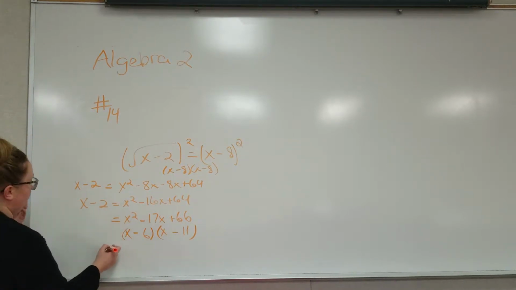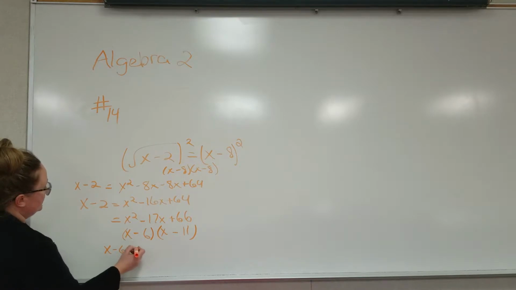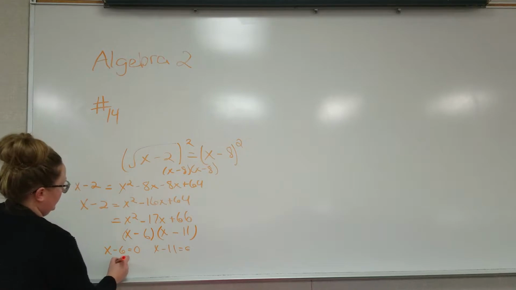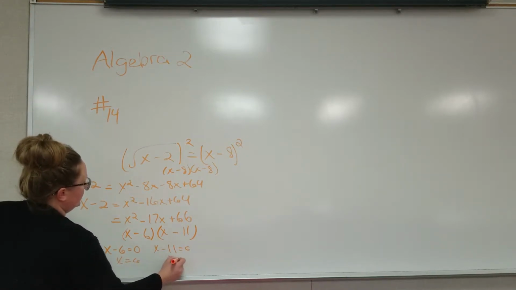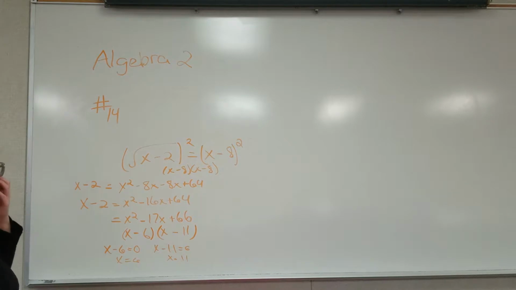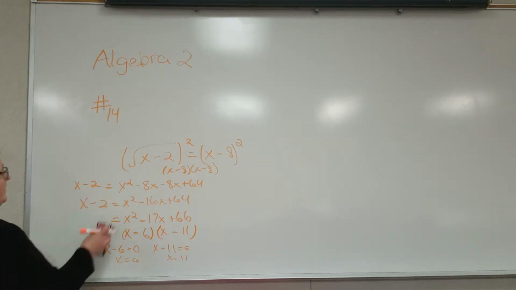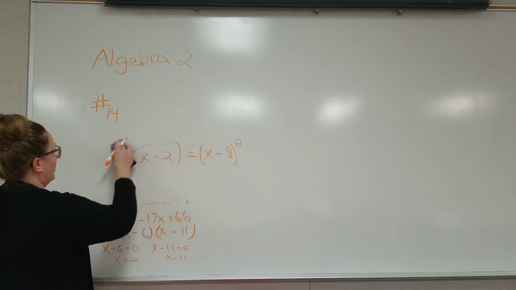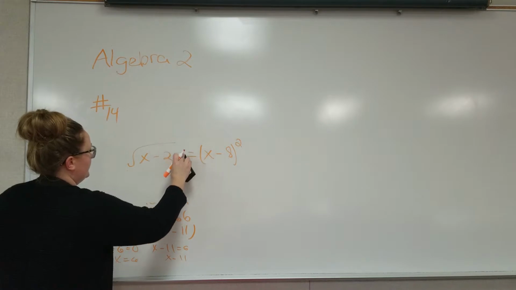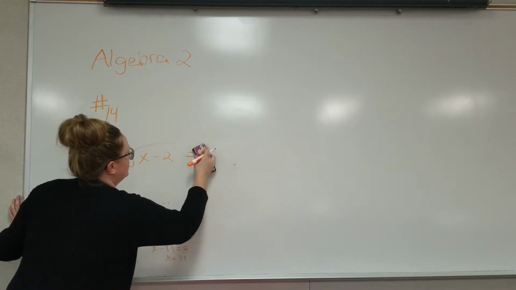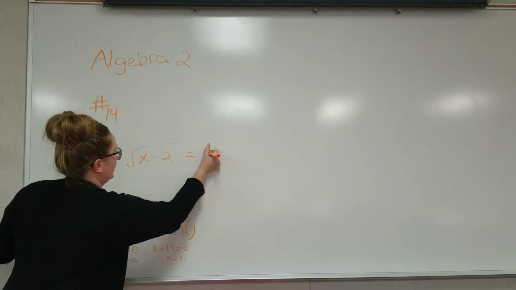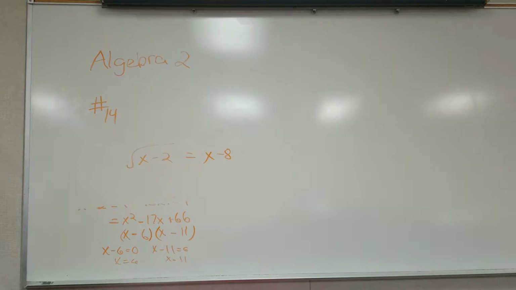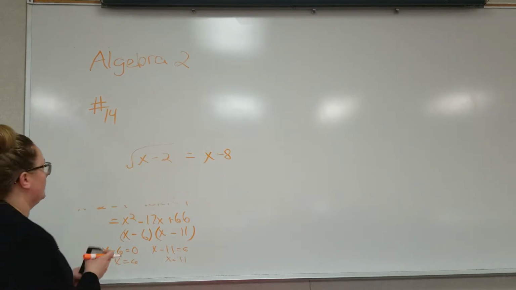So to solve this, that means x minus 6 equals 0, and x minus 11 equals 0. So x equals 6, and x equals 11. Now, we have to put the 6 and 11 back into the original equation to see if it really works. You have to do this when you solve these. If it does not work, it is called an extraneous root. So we've got to try both of them and make sure both are legit answers.